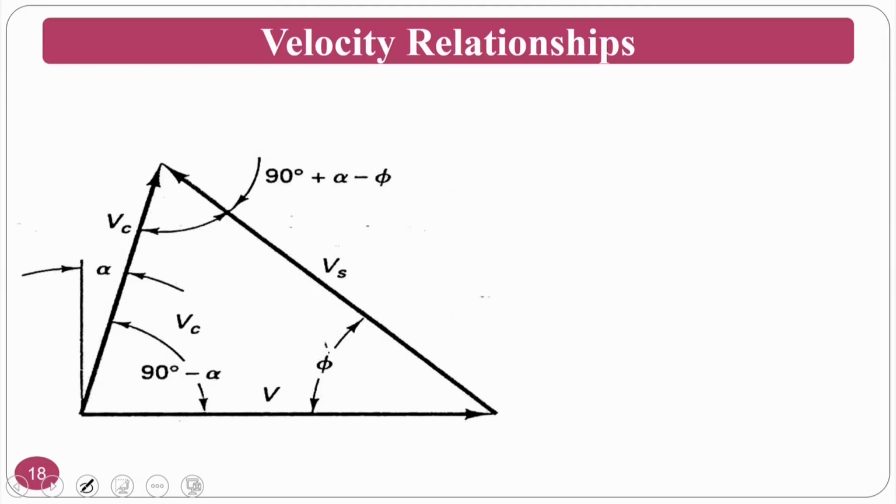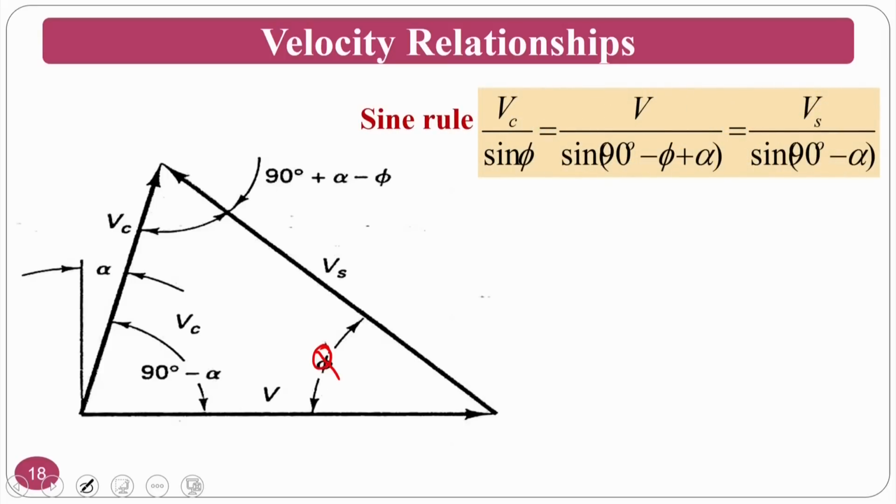So if you can see clearly, for understanding purpose, this is phi, this is 90 minus alpha, and this is 90 plus phi minus alpha minus phi. Okay, so from the sine rule, what we can understand is the side of this one to the opposite sine of that angle, that is nothing but Vc by sine phi, and V, that is the cutting velocity, by sine of 90 minus phi plus alpha. Another one is Vs, that is Vs by sine of 90 minus alpha.